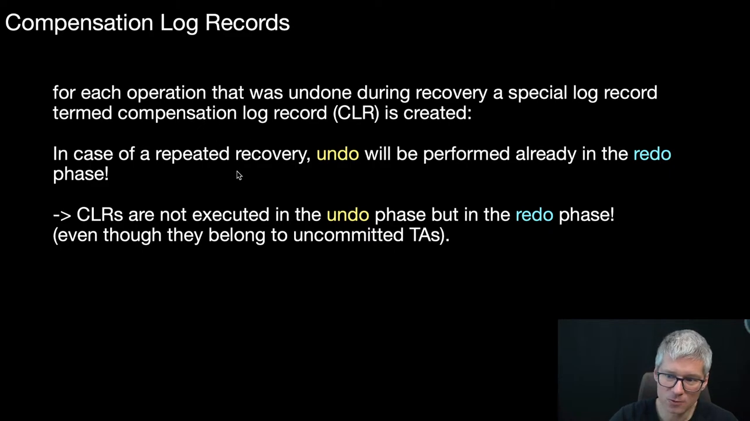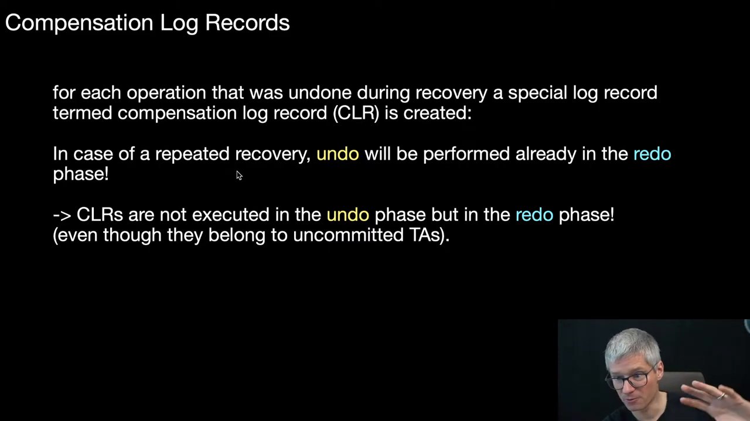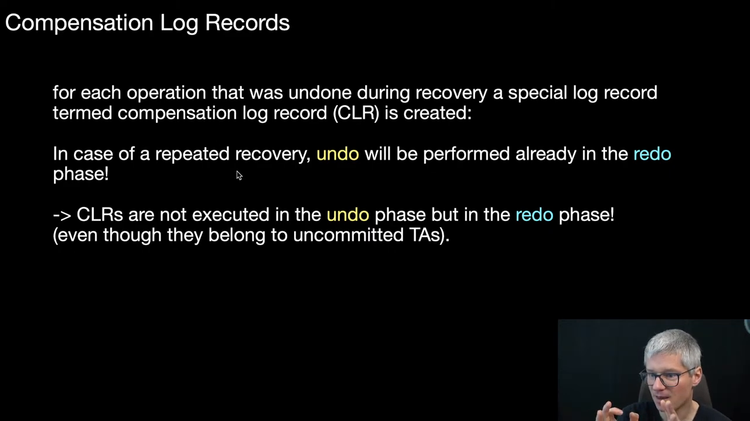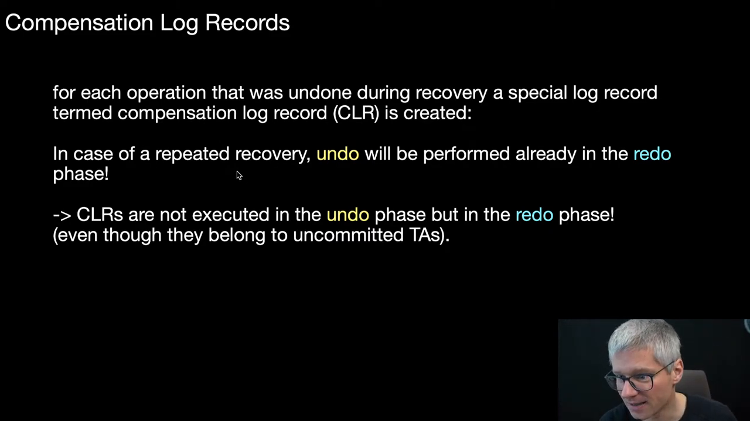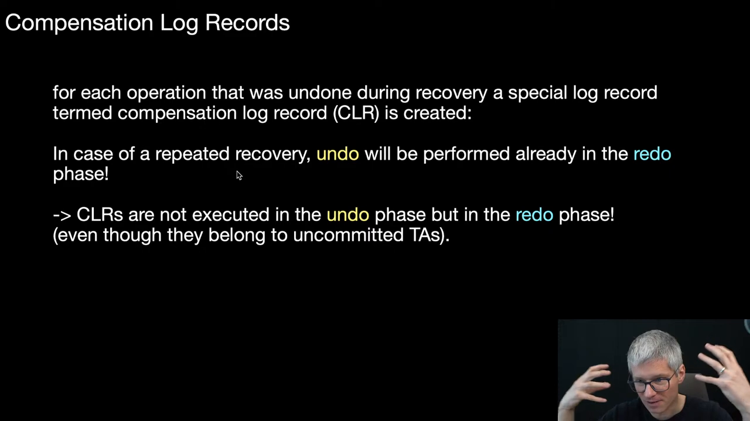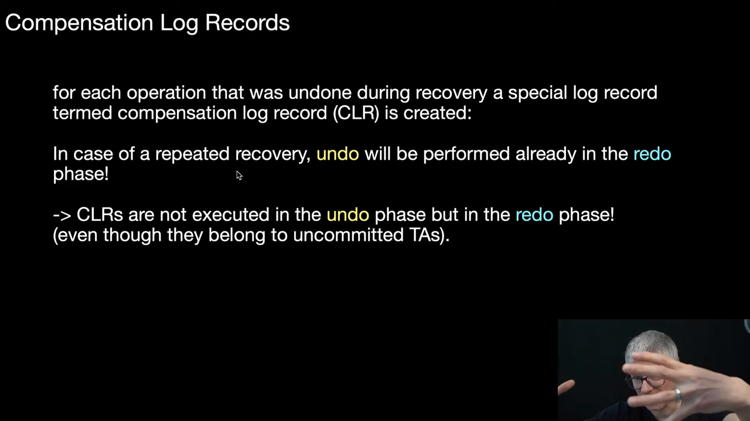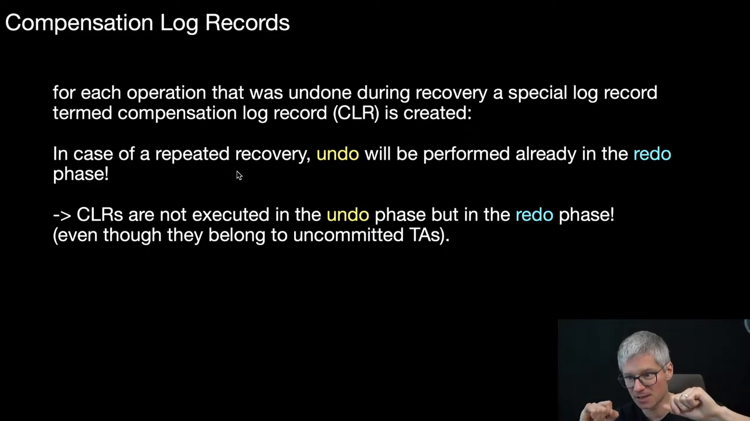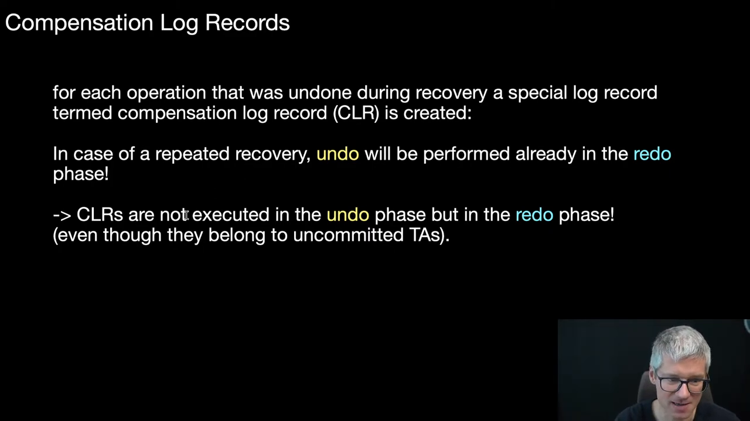But now if you do repeated recovery, the trick here is that those undos will then be done in the redo phase already. So the information that you created in the first place to remove actions from loser transactions will only be done once in the undo phase, and then it will be pushed to the redo phase. Sounds weird? Yes, it is, but it's cool because it allows you to only do a high-level undo operation once, translated into a possibly lower level, more like a physical operation, and then do it in the redo phase if you crash again.